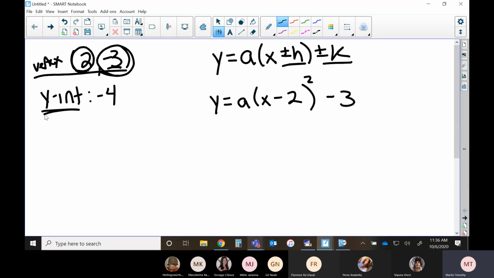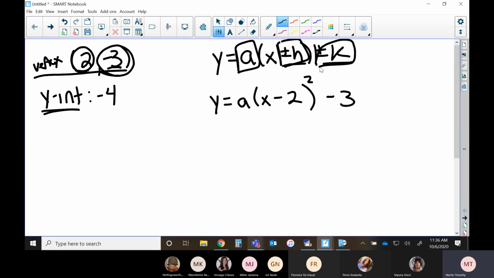Now, in order to have the formula, I need 3 things plugged in. I need my A, I need my H, and I need my K. Where did the H and the K come from? The vertex. Does everybody understand those two? The pain in the butt one, a little bit, is the A. You with me?